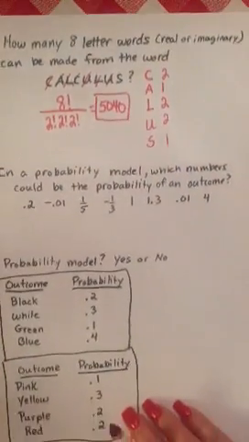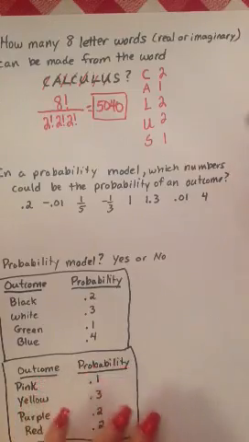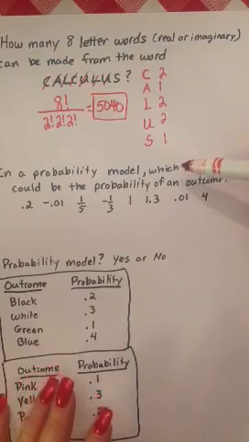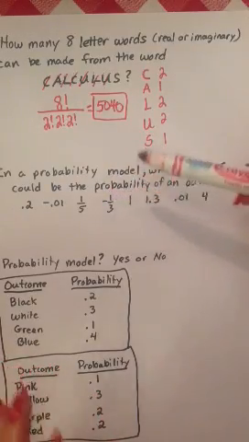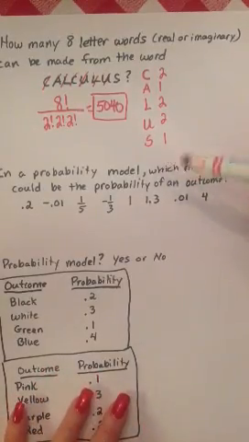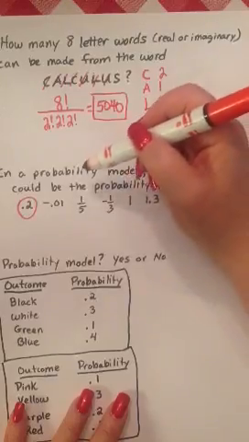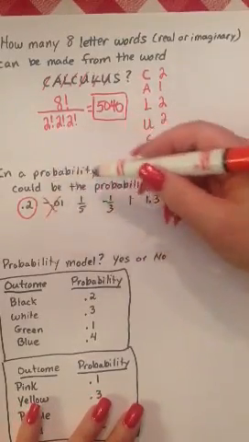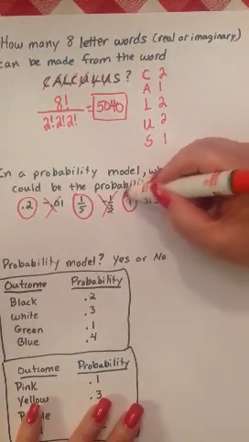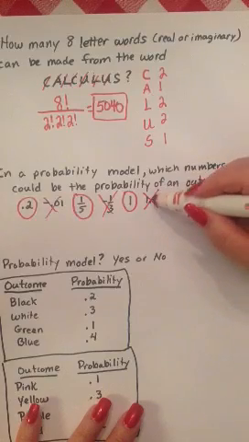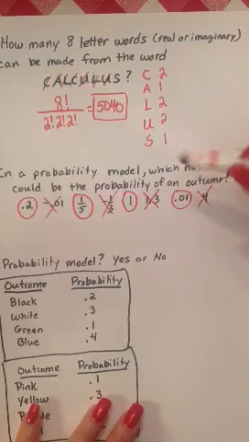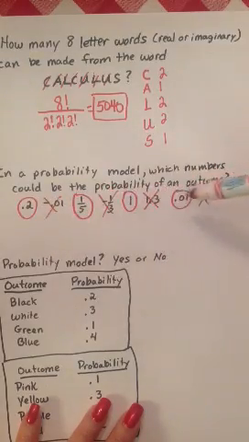All right, next little question here. It says, in a probability model, which numbers could be the probability of an outcome? The rule is they can't be negative, and they can't be bigger than 1. So I'm going to circle all the ones that can be. 0.2, perfectly good probability. Negative 0.01, no, because there's no negatives. 1/5, perfectly fine. Negative 1/3, no negatives. 1, perfectly fine. 1.3, too big, can't be bigger than 1. 0.01 is fine. 4, too big, can't be bigger than 1. So the only ones I have that are good are 0.2, 1/5, 1, and 0.01.